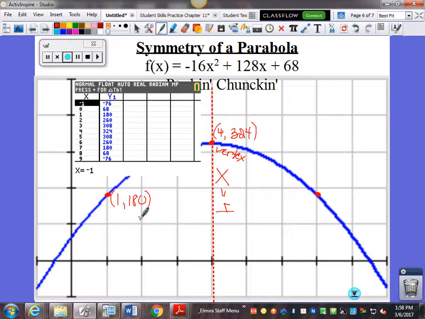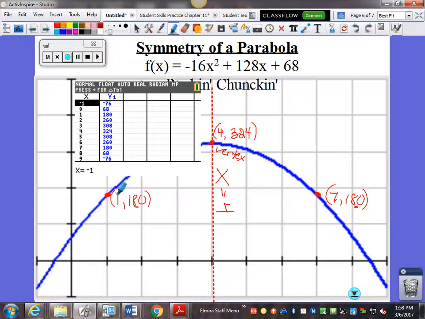(7, 180). Now, I'd like to point out that the y values are the same. The y values are 180 for both points. Again, that's because points that are symmetric on a parabola are straight across from each other. They have the same y value. What they have that's different is x values.